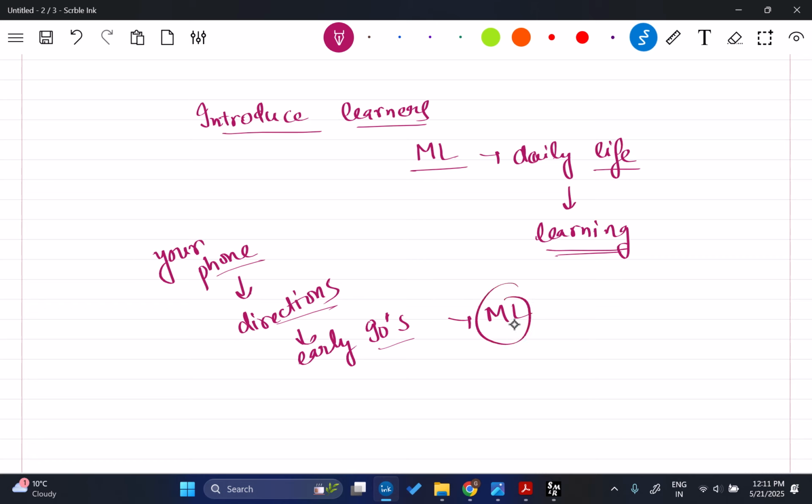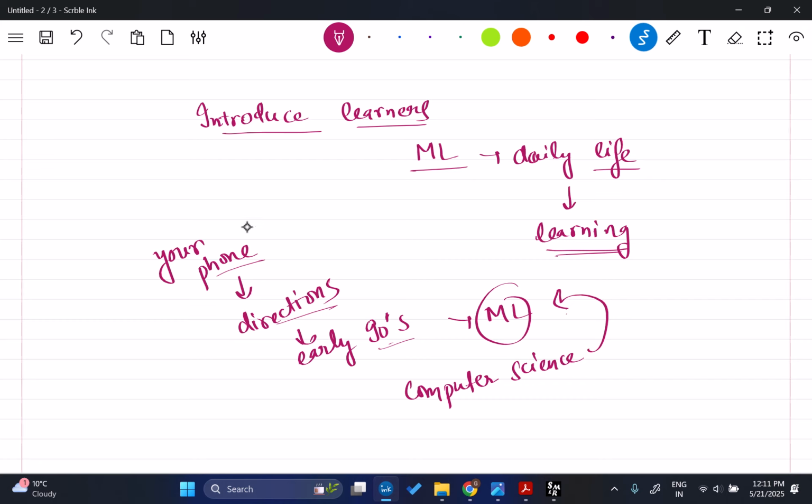This transformation from the early 90s to today's era hasn't happened overnight. It was made possible by a branch of computer science called machine learning. We are going to explore it together over the next couple of days. And first, let's keep it very simple.